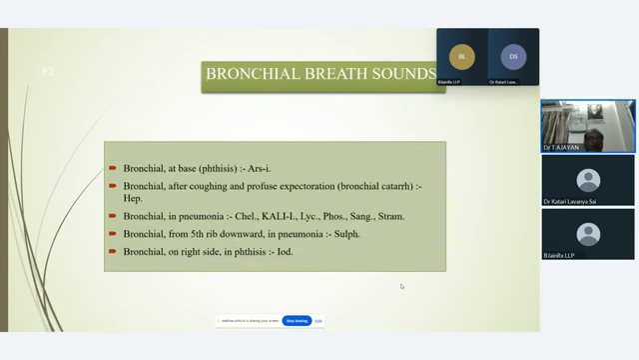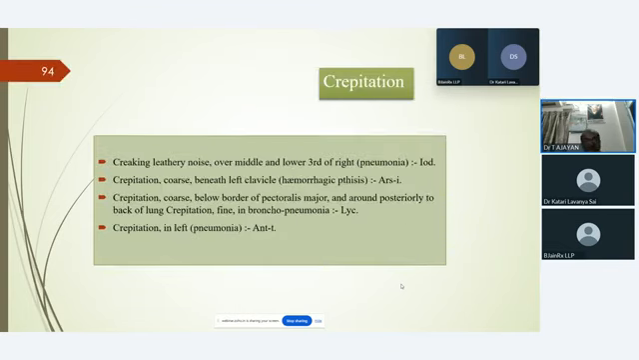Then bronchial breathing. Then crepitation-wise, a number of rubrics are there, and a specific medicine is also there. For crepitation in the left lung in pneumonia, Antimonium tartaricum.